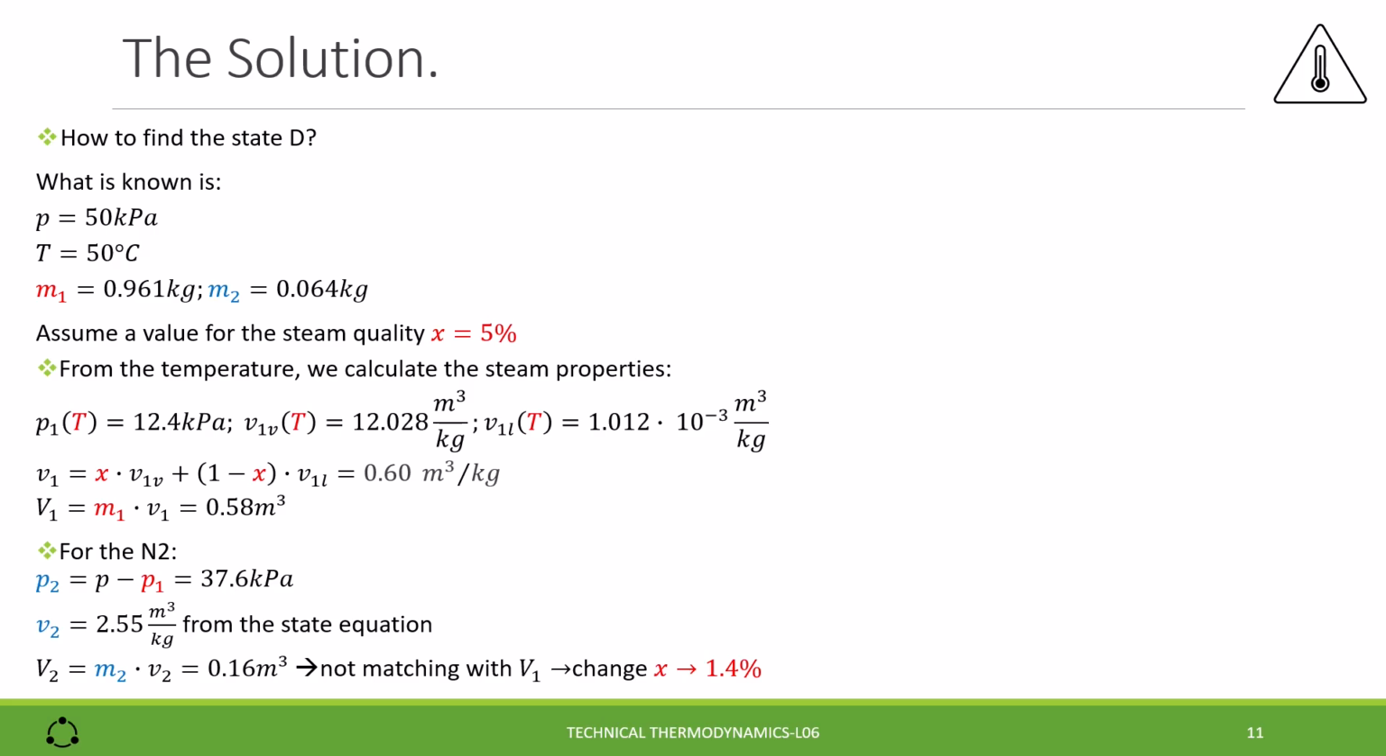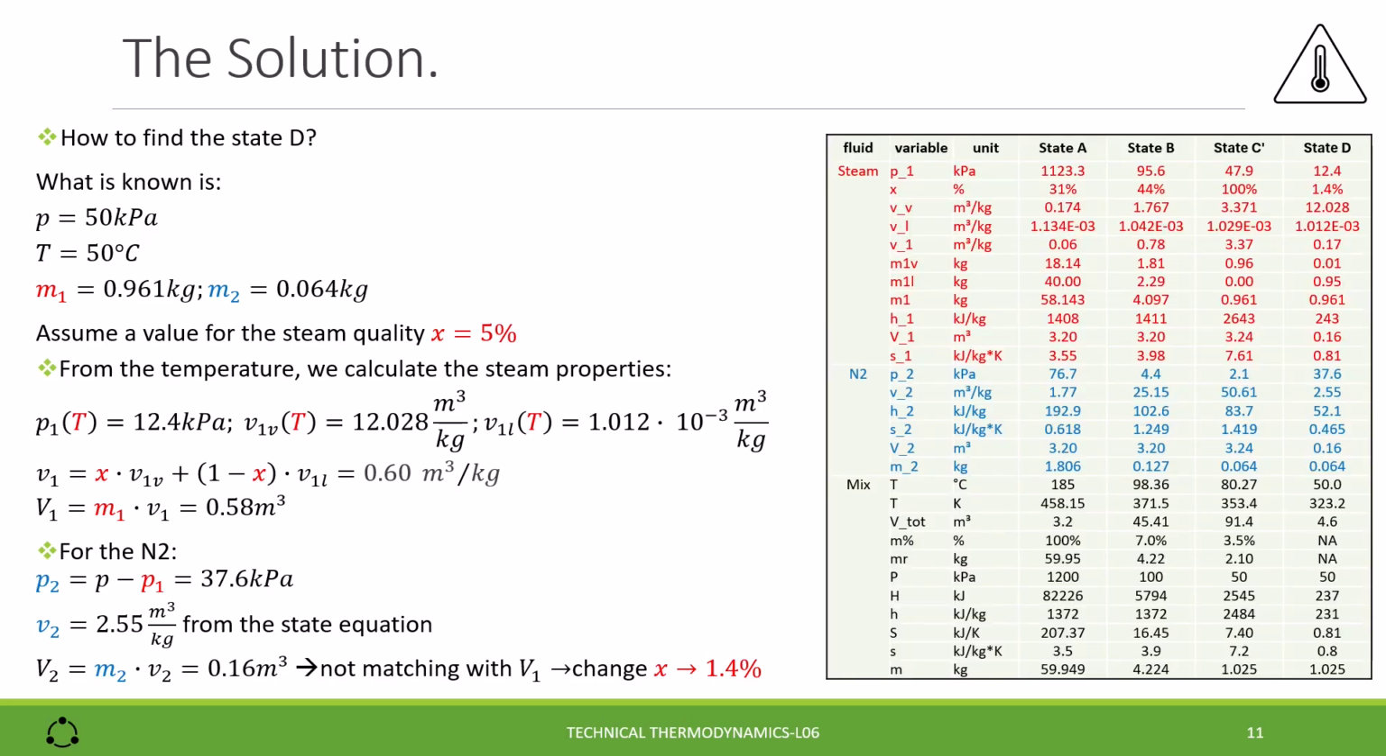That is unfortunately not matching with the capital V1, that is the total volume of the steam. Then we need to change X till when the two volumes are the same. We find X equals 9.4%. All the corresponding parameters are now updated in the table on the right side, on the very last column.